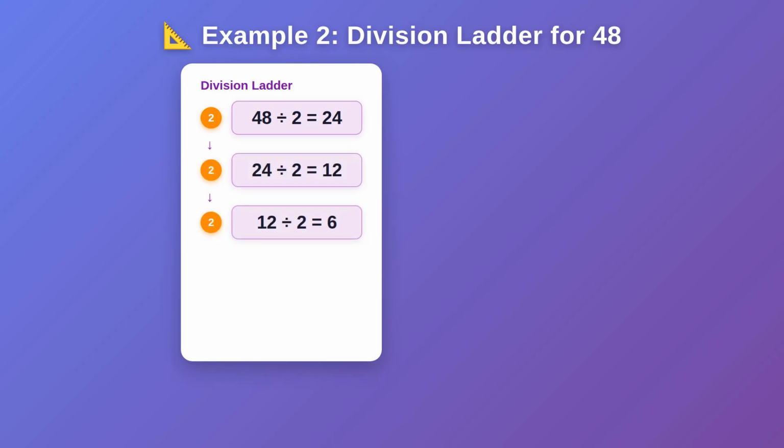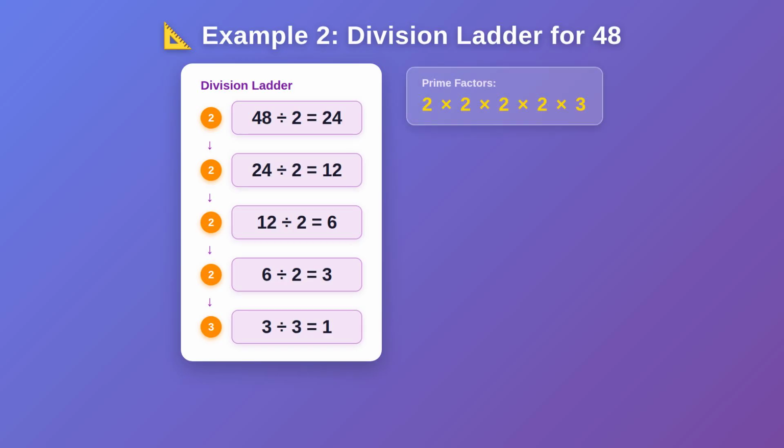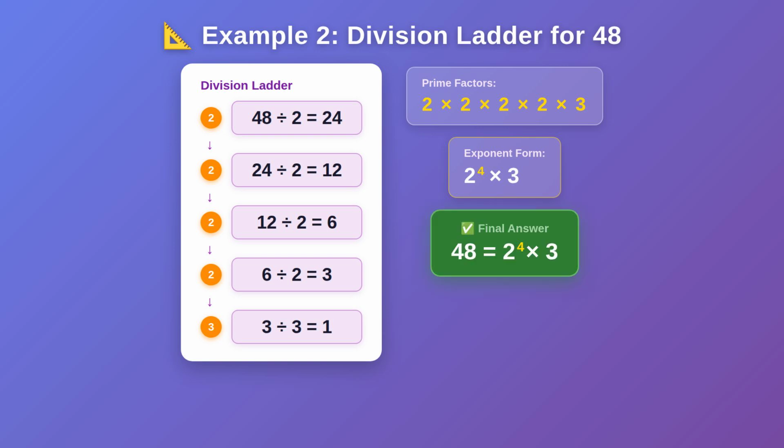Start with 48. Is it divisible by 2? Yes. 48 divided by 2 is 24. Is 24 divisible by 2? Yes. 24 divided by 2 is 12. Is 12 divisible by 2? Yes again. 12 divided by 2 is 6. Is 6 divisible by 2? Yes. 6 divided by 2 is 3.